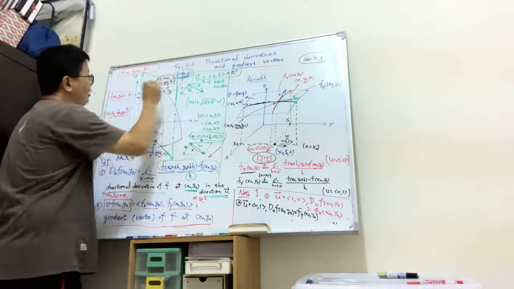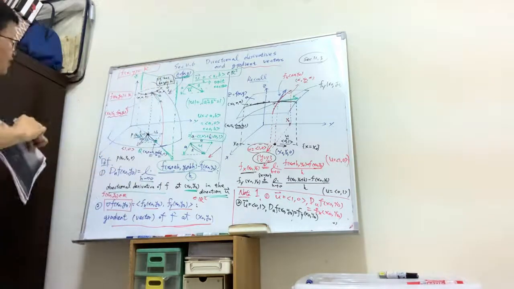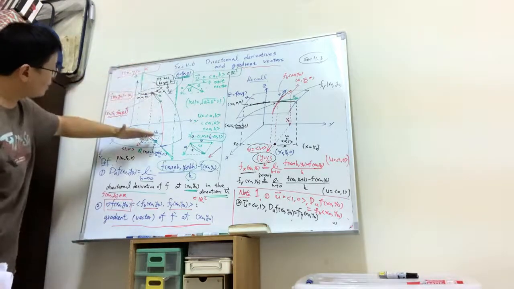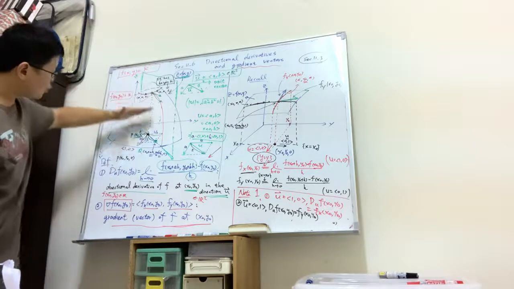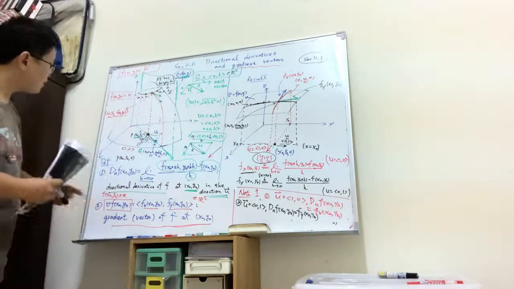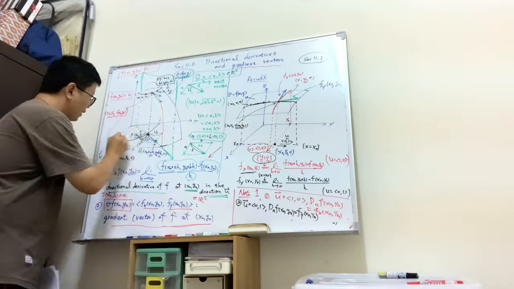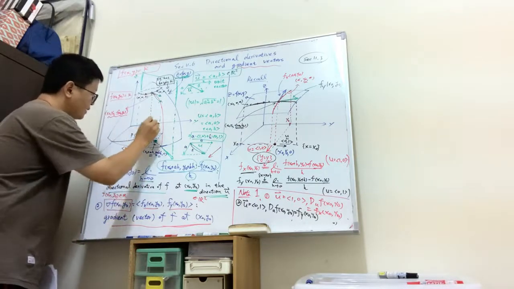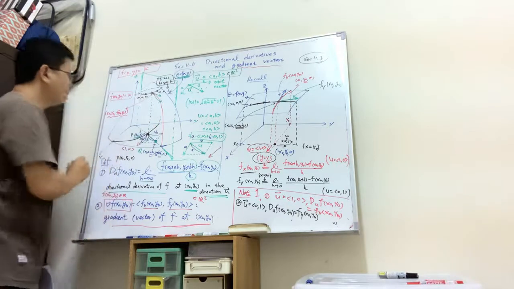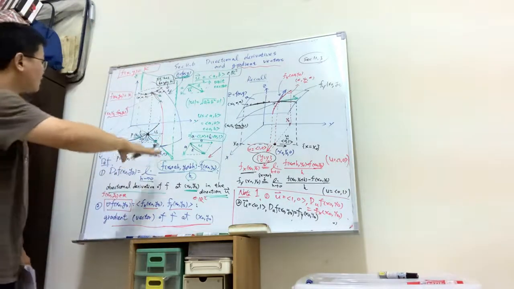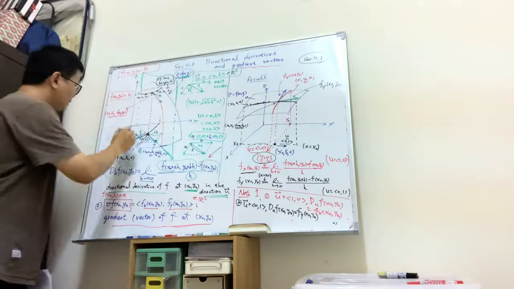It has height k, or you could say its g value equals k. Then we consider its projection to the xy plane. When we consider its projection to the xy plane, we have this one. So it's just the level curve, right? The level curve. So for the level curve, it's this one.